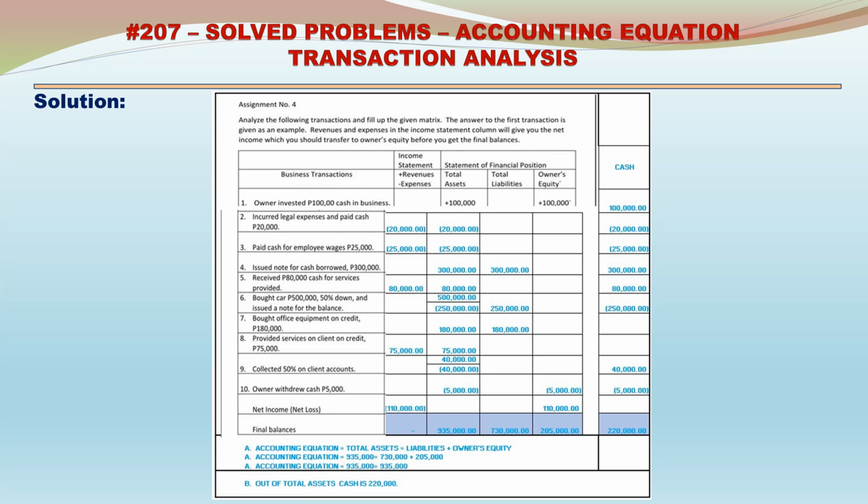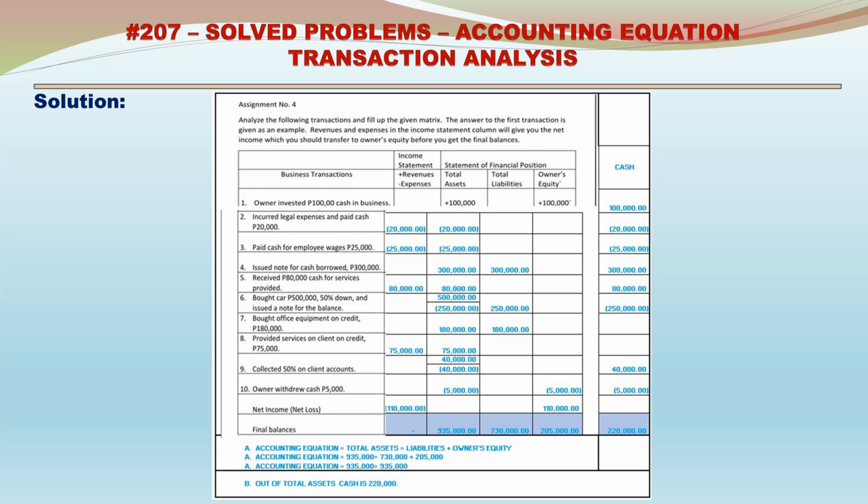4. Issued notes for cash borrowed 300,000. Cash coming in 300,000, so liabilities are increased by 300,000. 5. Received 80,000 cash for services provided. So it is a revenue. 80,000 received in the income statement, 80,000 cash received in total assets, and in cash also 80,000 received.